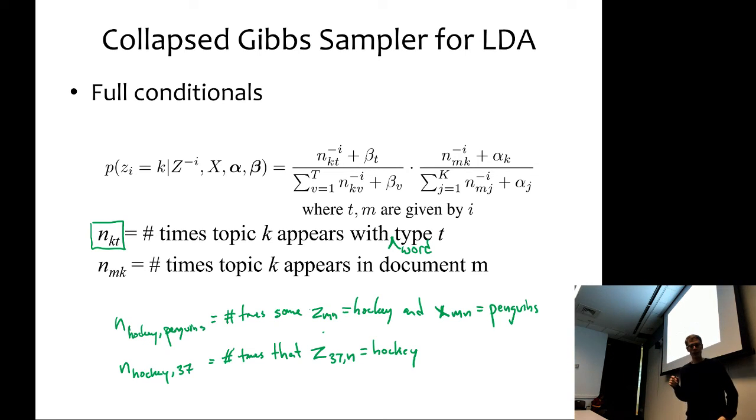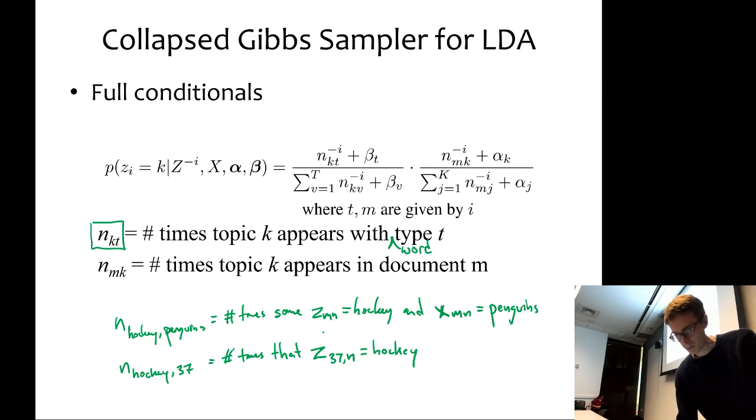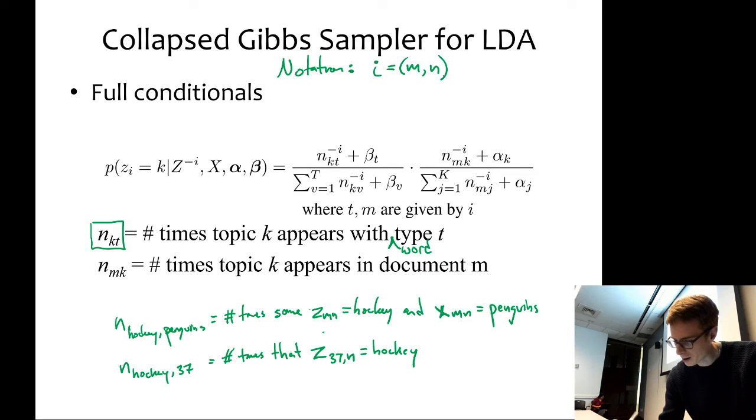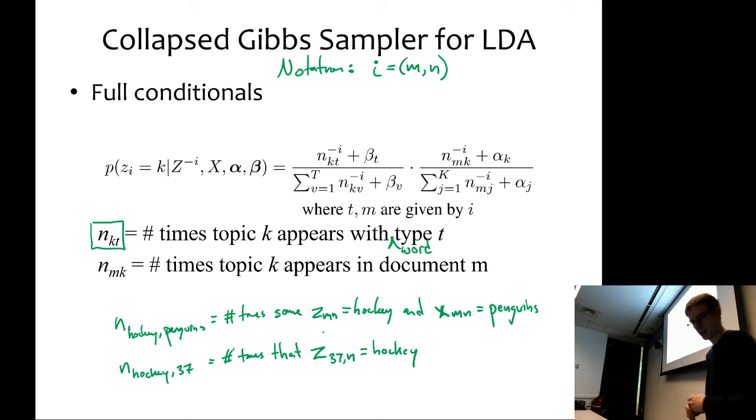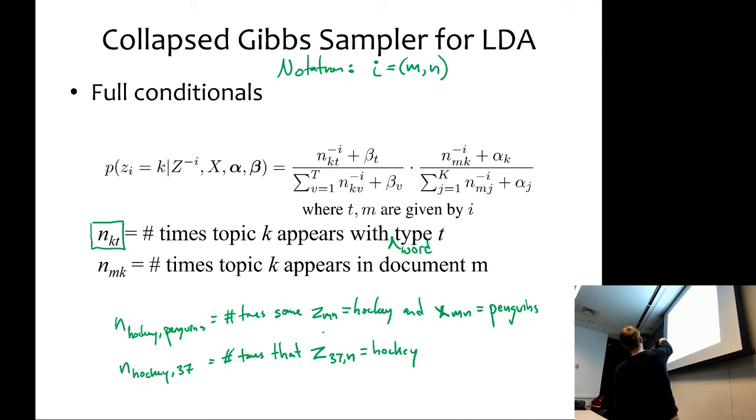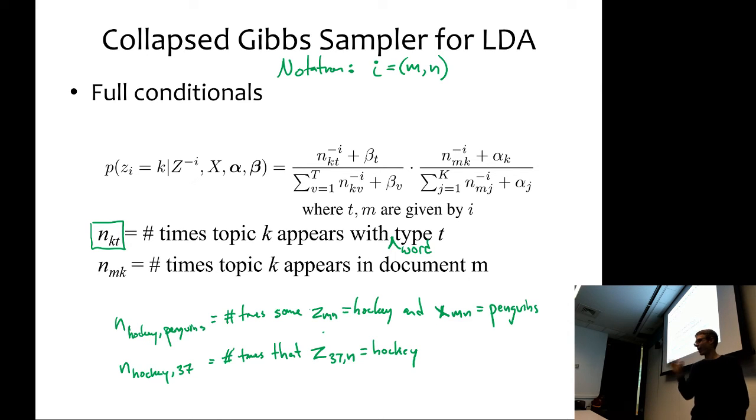Okay, so what is the form of the full conditional? Well, the full conditional is saying that the probability of some particular Z_i, where here we're going to assume this notation trick, which is that i is equal to some mn pair. So why didn't we just write Z sub mn? Well, there's already so much going on with all of the different indices here that we want to just be able to talk about these count variables with and without the contribution of a particular mn pair.